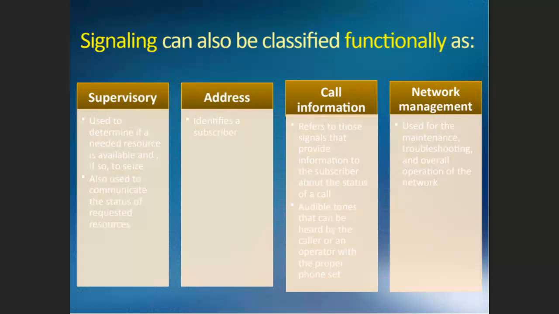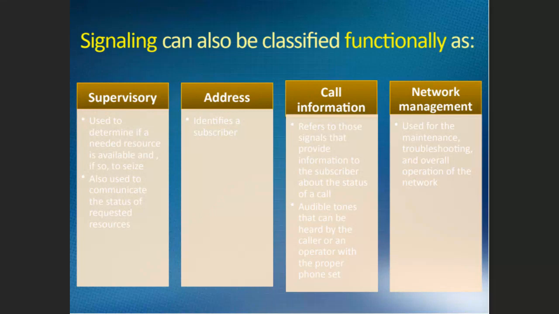Yeah. Now the signaling can also be classified functionally as supervisory. Supervisory meaning it's used to determine if a network resource is available or not available. That's supervisory. Address identifies a subscriber, like what? The number. When you call someone or send to an IP address or something.